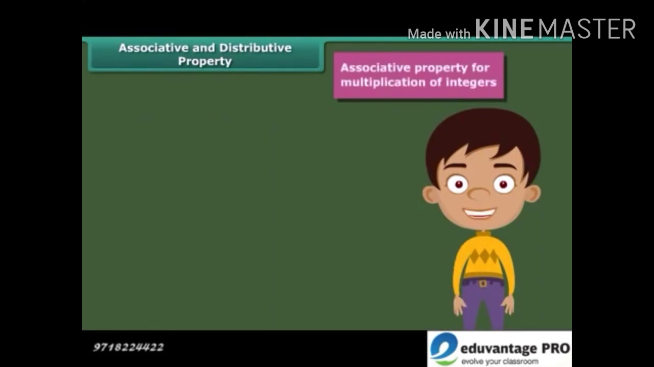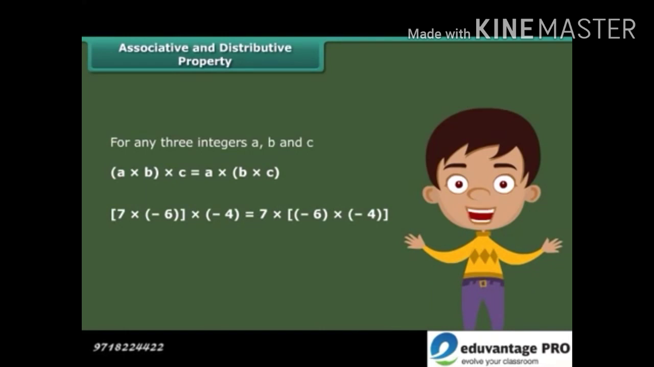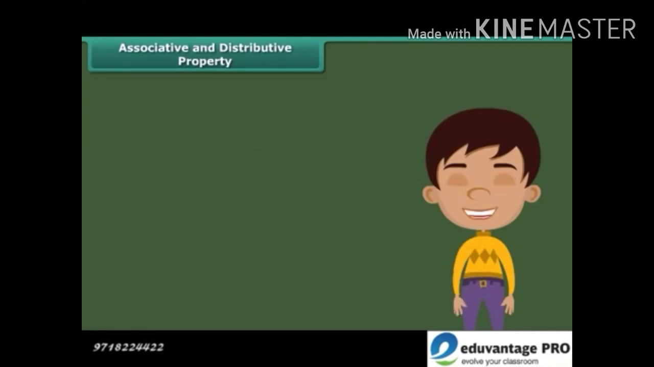The product of three integers does not depend upon the grouping of integers, and this is called the associative property for multiplication of integers. For any three integers a, b, and c, a × (b × c) is equal to (a × b) × c. For example, 7 × (-6 × -4) is equal to (7 × -6) × -4. Now let us move towards the distributive property of multiplication.